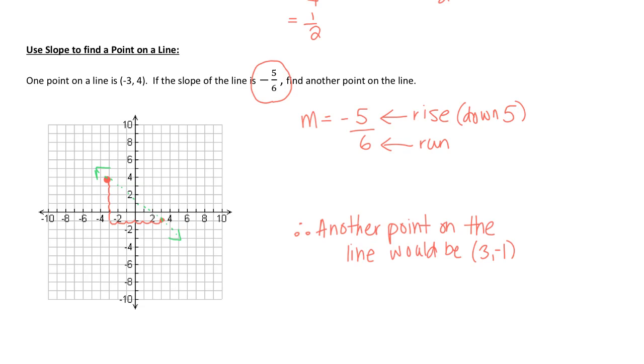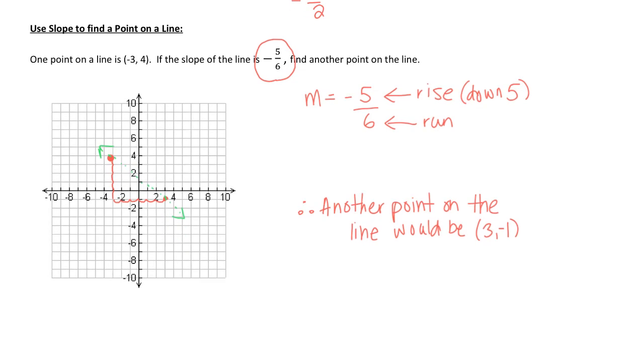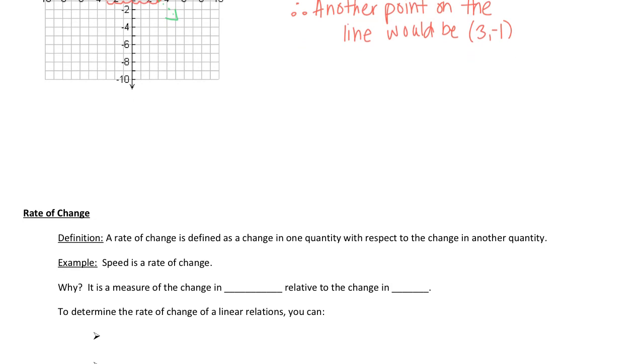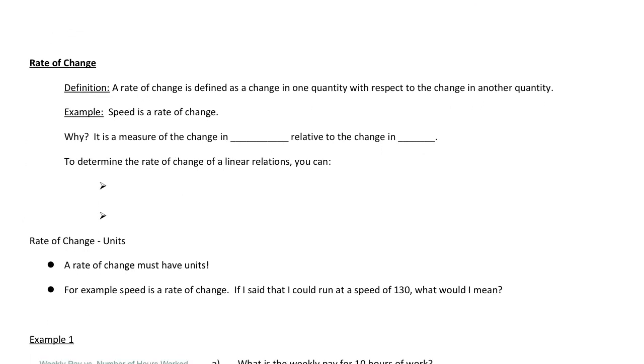Perfect. So now let's move on to defining slope as a rate of change. This is another way to take a look at slope. Let's first start by defining what rate of change is. Rate of change is defined as a change in one quantity with respect to a change in another quantity. So you're going to want to write that definition down.